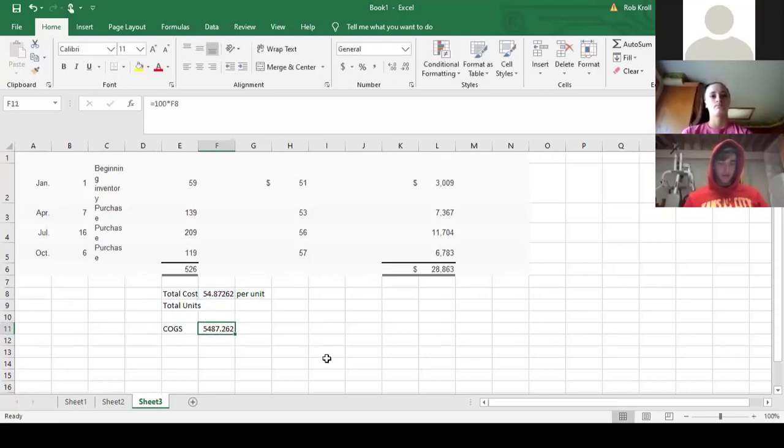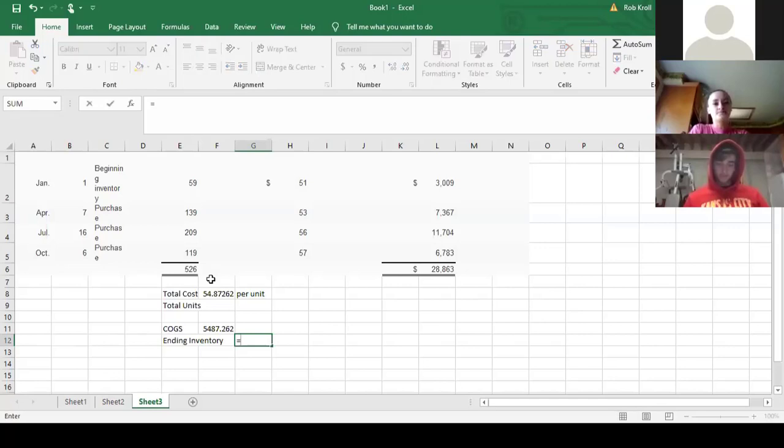So my cost of goods sold is $5,487, right? Ending inventory is going to be either, and now this one, because of rounding, it's not going to work out as perfectly. I'm going to show you why the 2 answers won't come out exactly right. But how many units do I actually have left over? Do you know? Anybody? 426. Very good. That is right. She is correct. 426, because I did have 526, but we sold 100 of them.